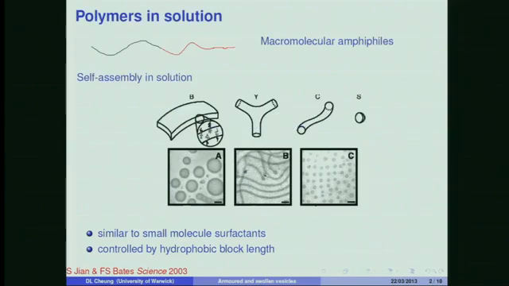A little background, which I'm sure will be familiar to most of you. Primarily, I'm going to be looking at diblock copolymer systems. How do I get the laser? There we go. So, a very detailed picture here.